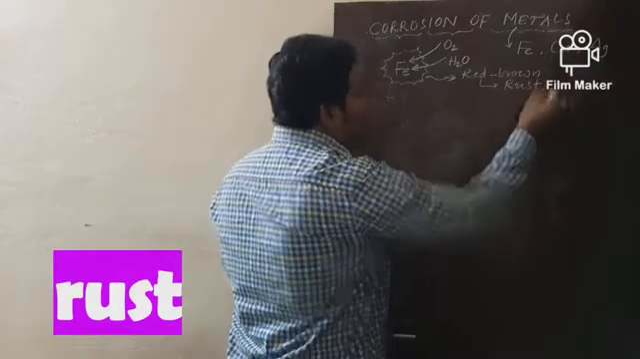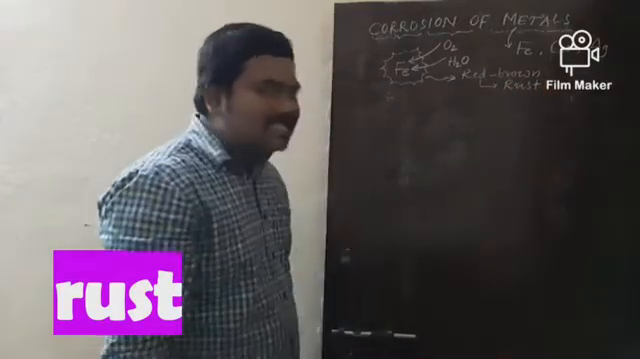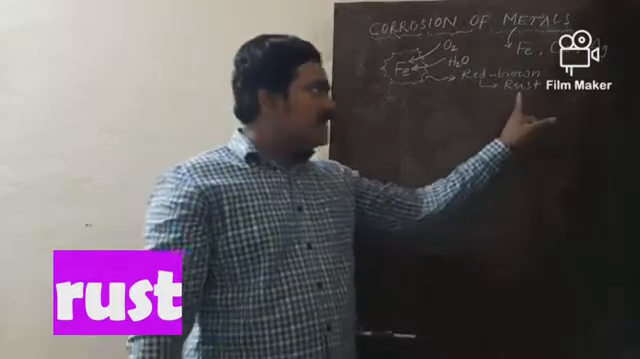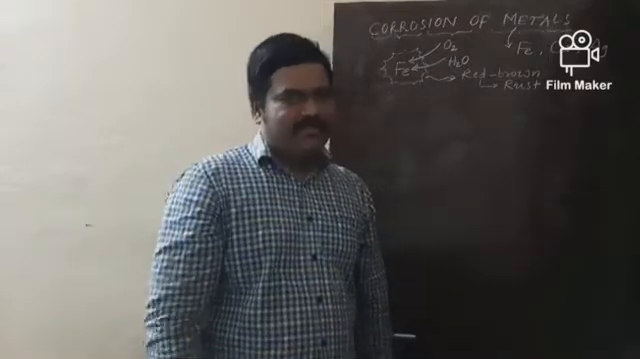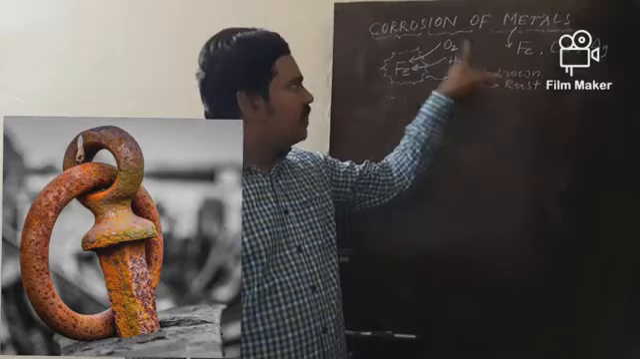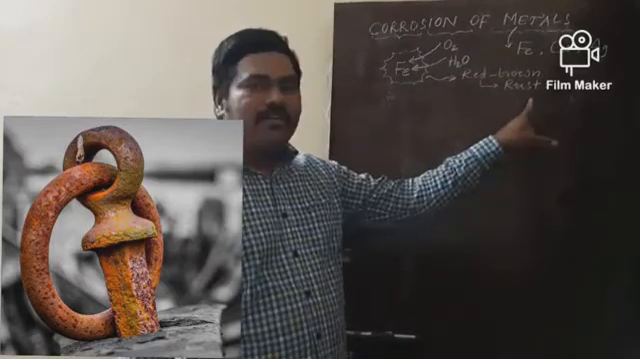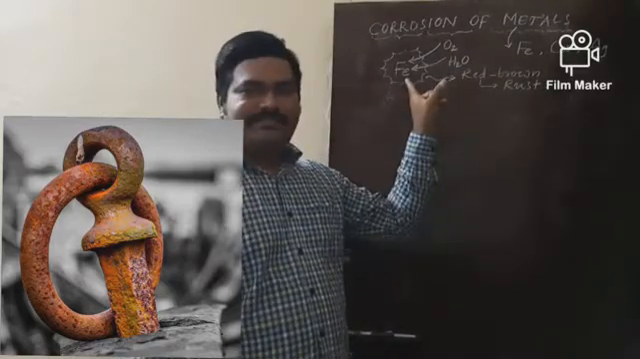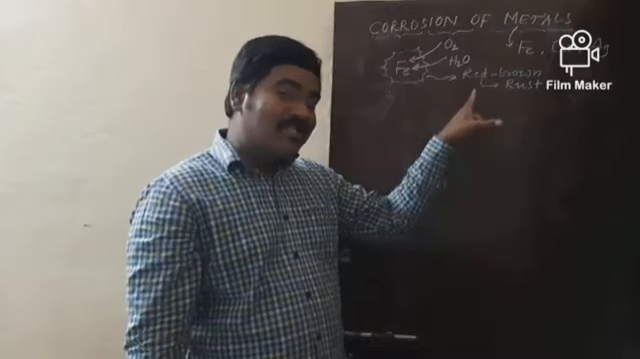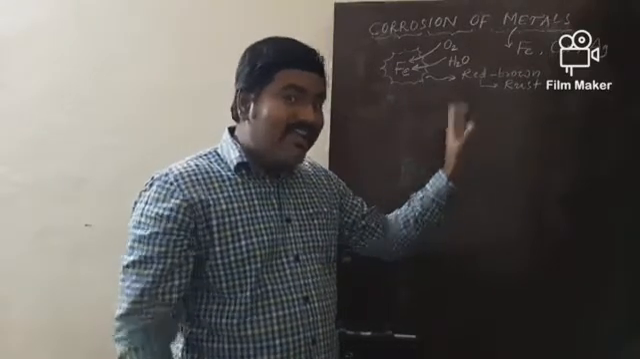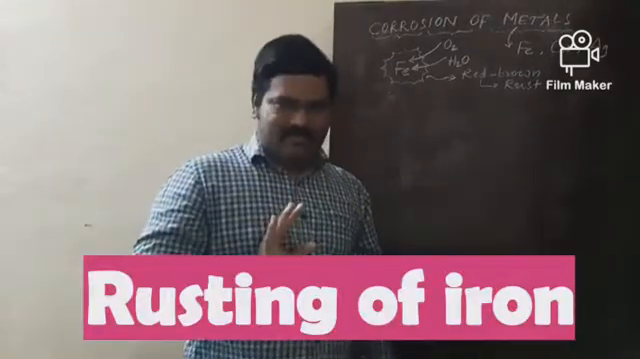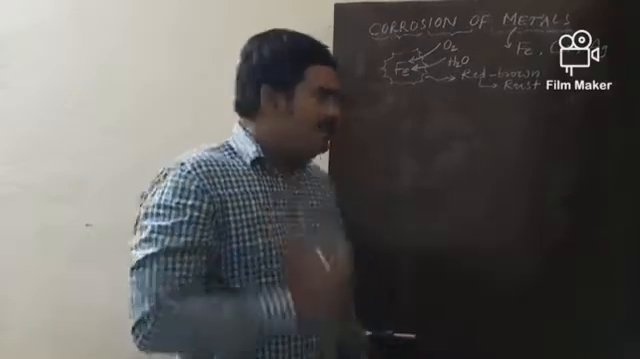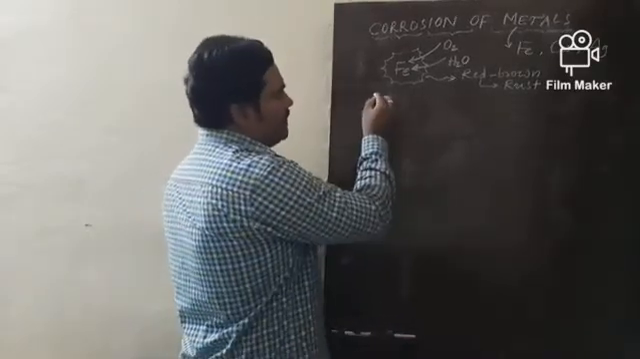What is the general name of this reddish brown coating? Rust. So this rust is an unwanted layer, brown in color. It is like a flaky substance, and this process is called corrosion of iron, especially rusting of iron. Now let me take the equation.